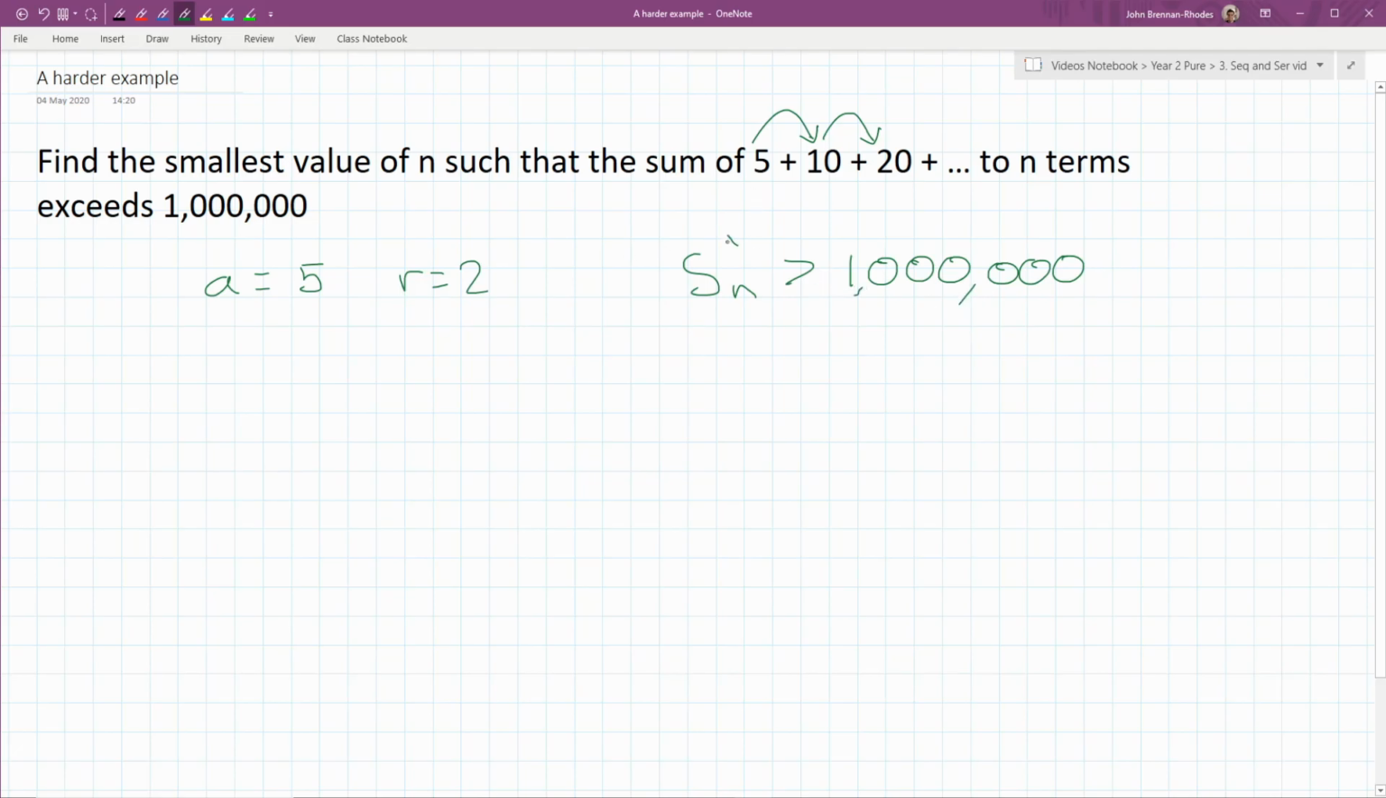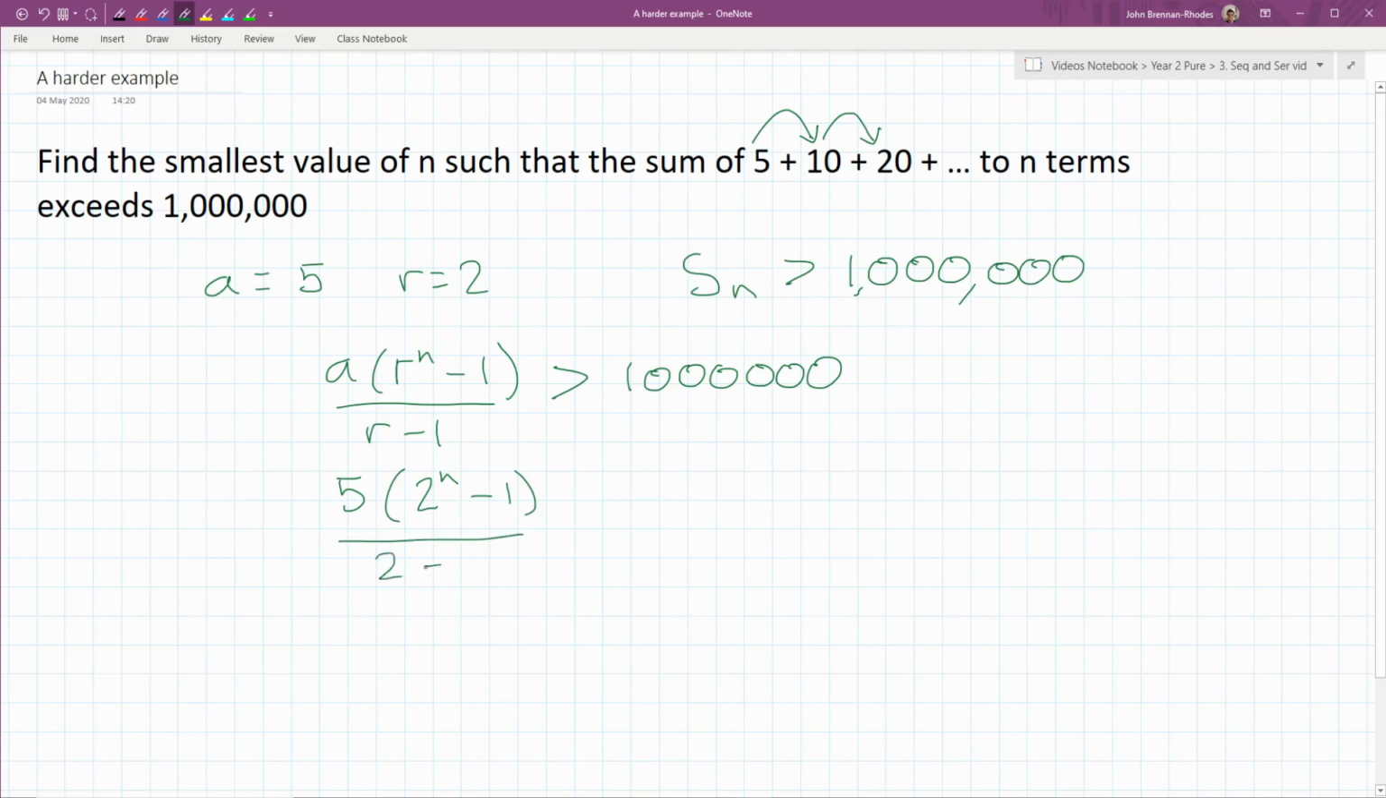Okay, so I'm going to put the formula in. It is a, r to the n minus 1 over r minus 1, and I want that to be greater than 1 million. Geometric series grow very quickly, so that's why we're seeing all these big numbers all of a sudden. So this is 5, open brackets, 2 to the n minus 1, over 2 minus 1, is greater than 1 million.